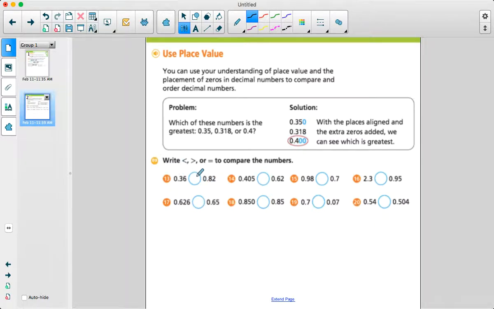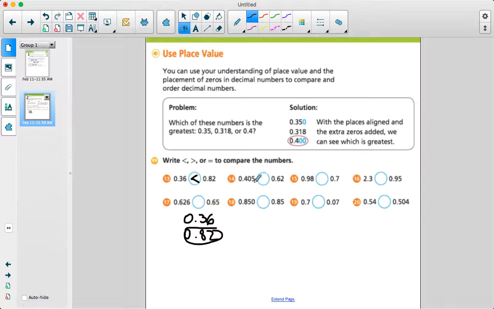So let's try a couple of these. We're going to start with this one here. And I'm going to rewrite my decimals, but I'm going to write them right above each other. And again, the trick is to make sure that the decimal aligns with each other. So I've got 36 hundredths and I have 82 hundredths. So I write them like this. And then I start over in my ones place and I say, nope, they're the same. So then I move over to my tenths place, and I see, oh, 3 is smaller than 8. So the bigger decimal is the 82 hundredths.